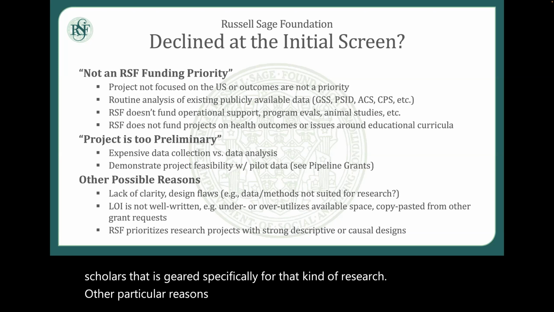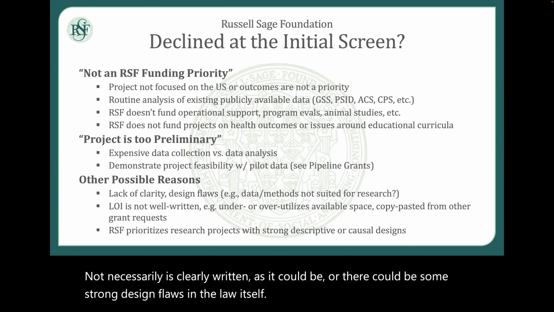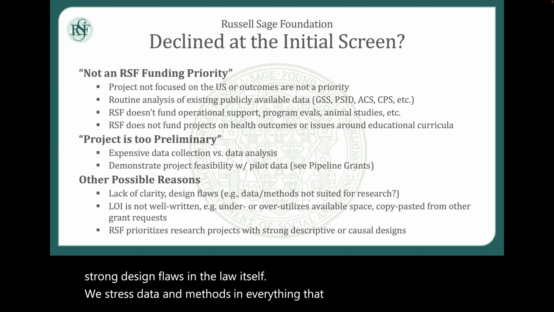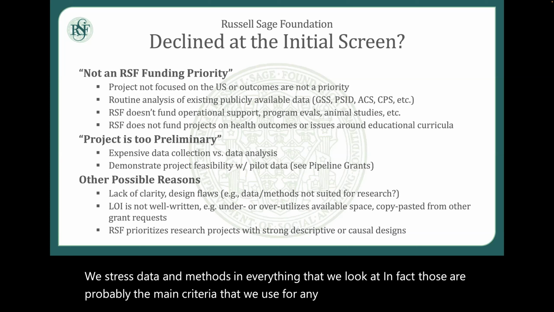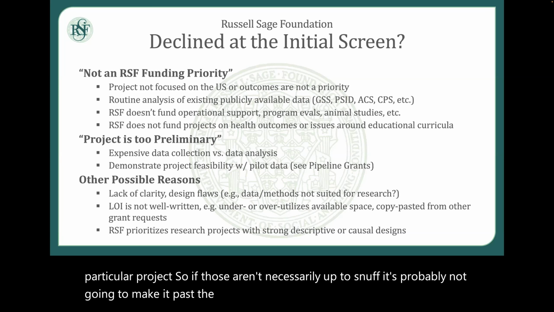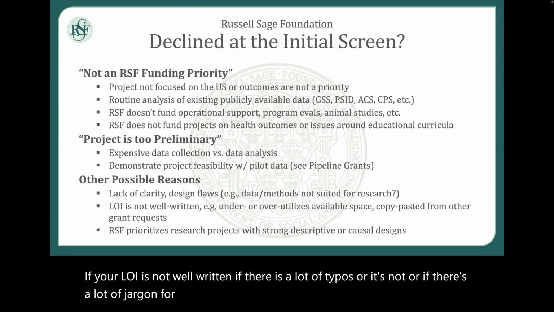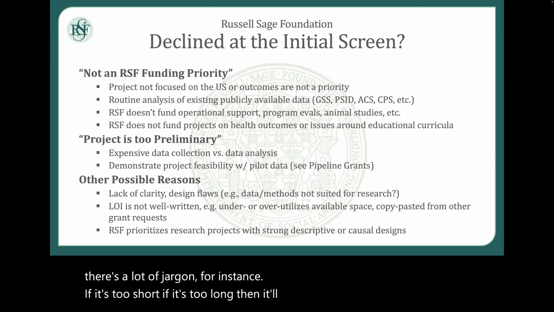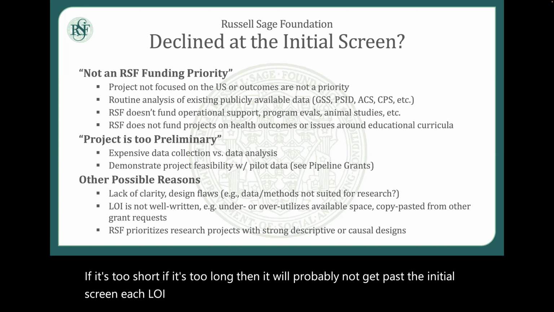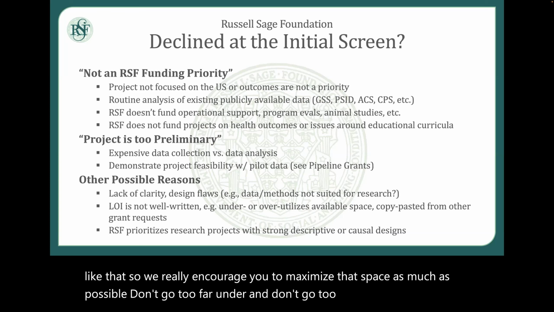Other particular reasons might be your LOI is not as clearly written as it could be, or there could be some strong design flaws in the LOI itself. We stress data and methods in everything that we look at. In fact, those are probably the main criteria that we use for any kind of evaluation of a particular project. So if those aren't up to snuff, it's probably not going to make it past the initial screen. If your LOI is not well written, if there are a lot of typos, or a lot of jargon, for instance, if it's too short, if it's too long, then it'll probably not get past the initial screen. Each LOI is 4 pages, not including references or figures or anything like that. So we really encourage you to maximize that space as much as possible. Don't go too far under and don't go too far over, otherwise it'll probably get rejected.